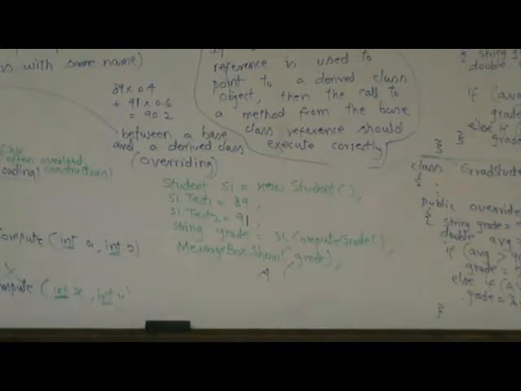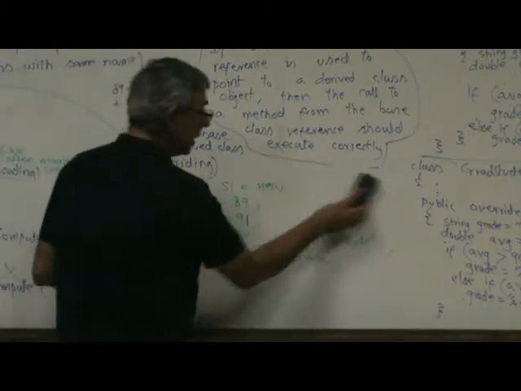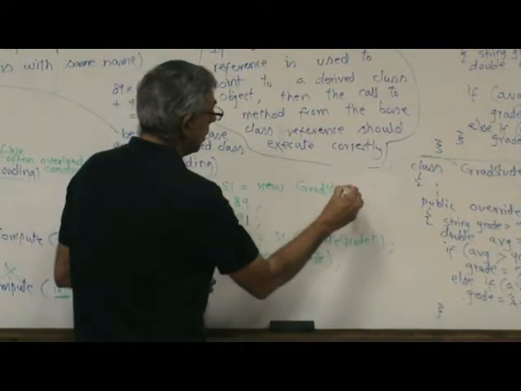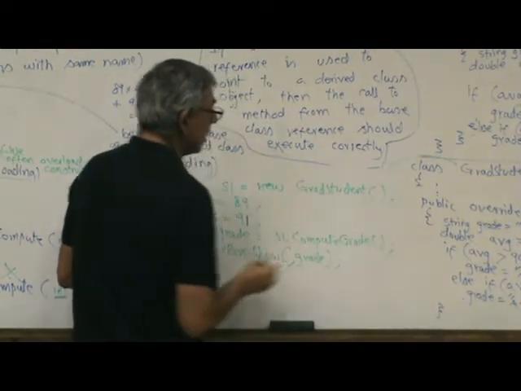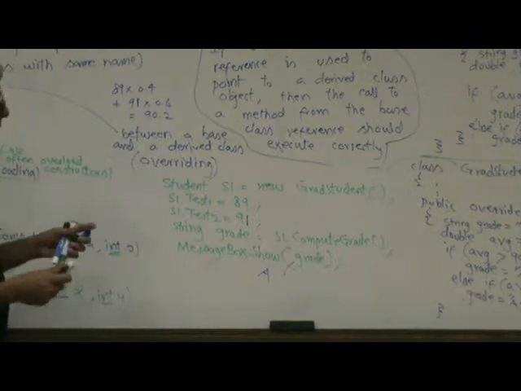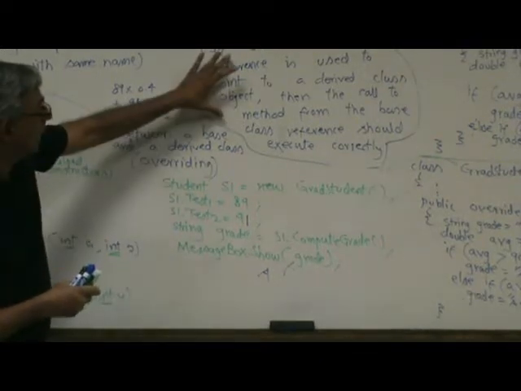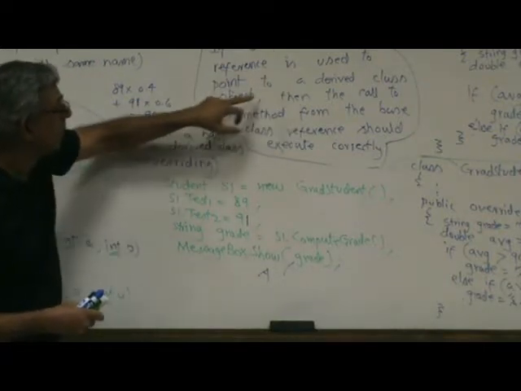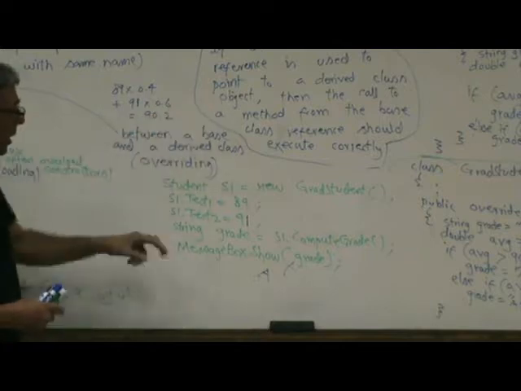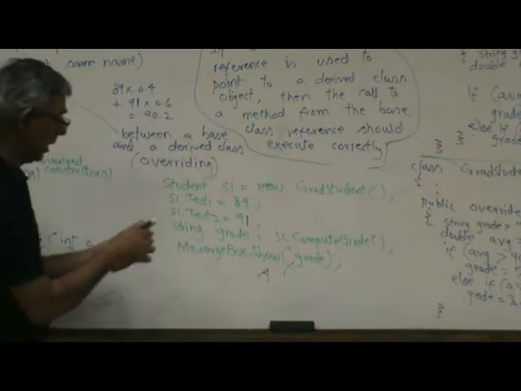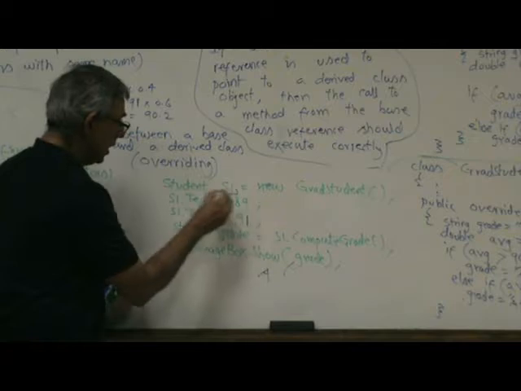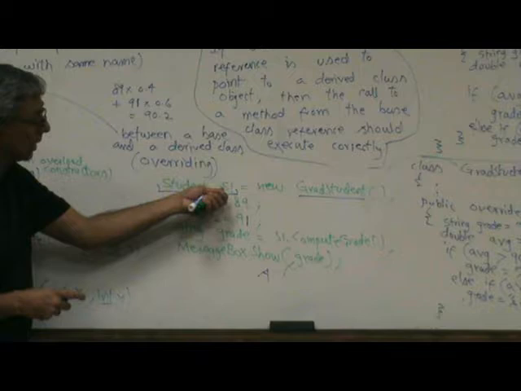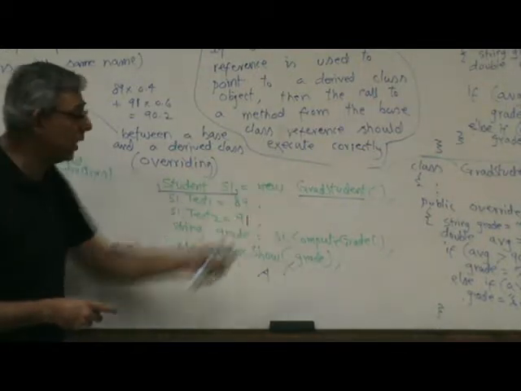So let's allocate an object of the grad student. So if I change this to new GradStudent, okay? So now for a grad student, let's take a look at this statement that I made. A base class reference is used to point to a derived class object, right? Is that correct? S1 is what? Base class. And grad student is? Derived. So S1 is pointing to a derived class object.